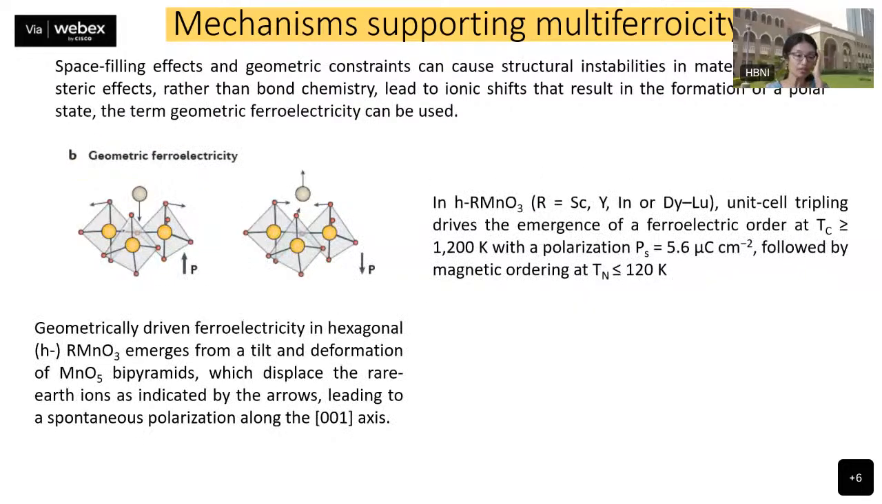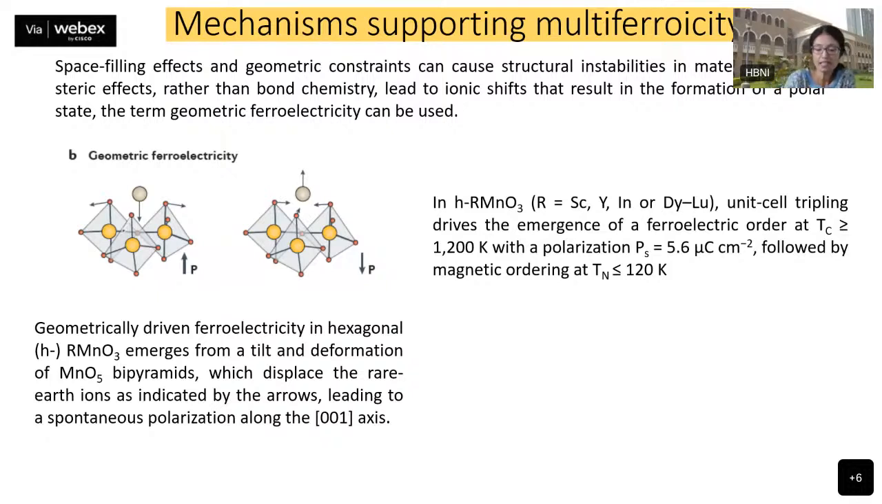So let's look into the geometric effect. The space filling effect and geometric constraint can also cause structural instabilities in materials. And if such steric effects, rather than the bond chemistry, lead to ionic shifts, it will result in the formation of a polar state, and the term geometric ferroelectricity is used.